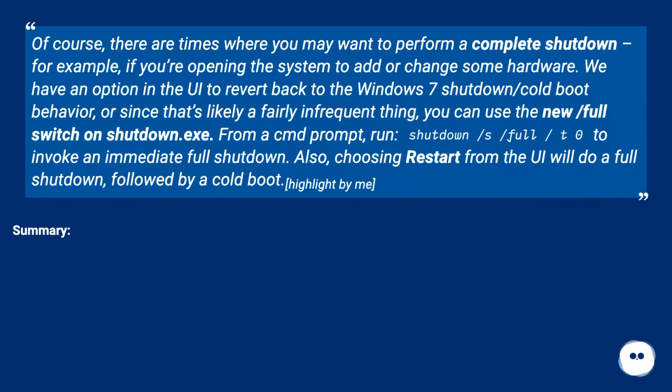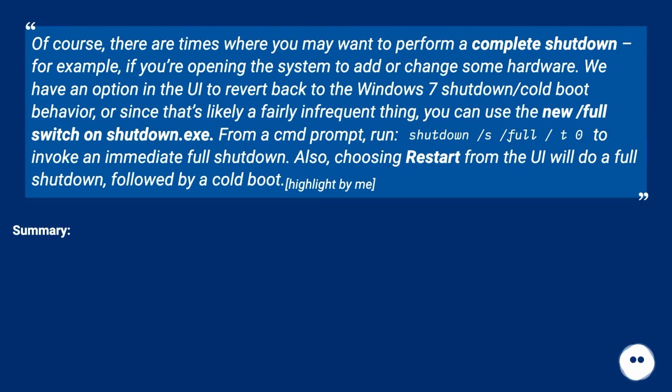Of course, there are times where you may want to perform a complete shutdown, for example, if you're opening the system to add or change some hardware. We have an option in the UI to revert back to the Windows 7 shutdown/cold boot behavior, or since that's likely a fairly infrequent thing, you can use the new /full switch on shutdown.exe. From a CMD prompt, run shutdown /s /full /t 0 to invoke an immediate full shutdown. Also, choosing restart from the UI will do a full shutdown, followed by a cold boot. Highlight by me.